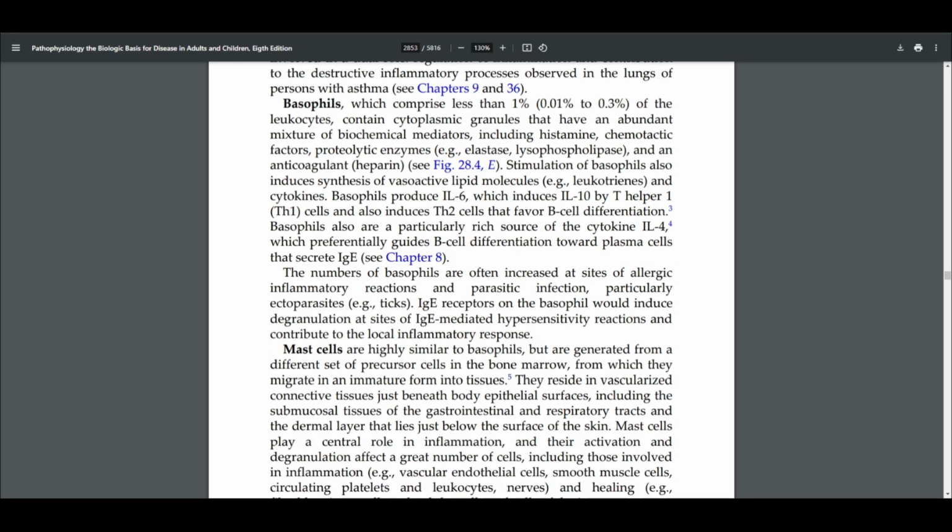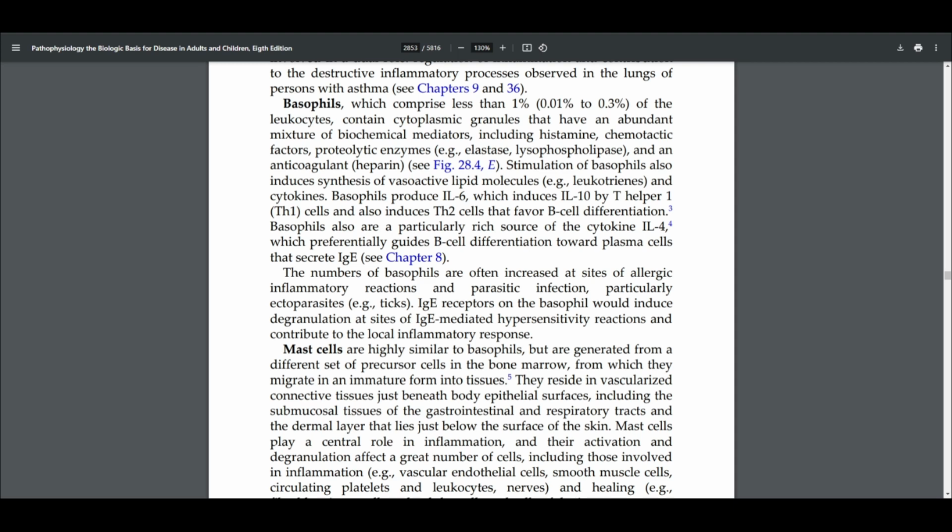Basophils, which comprise less than 1% of the leukocytes, contain cytoplasmic granules that have an abundant mixture of biochemical mediators, including histamine, chemotactic factors, proteolytic enzymes, and anticoagulant. Stimulation of basophils also induces a synthesis of vasoactive lipid molecules and cytokines. Basophils produce interleukin 6, which induces interleukin 10 by T helper 1 cells, and also induces T helper 2 cells that favor B cell differentiation.